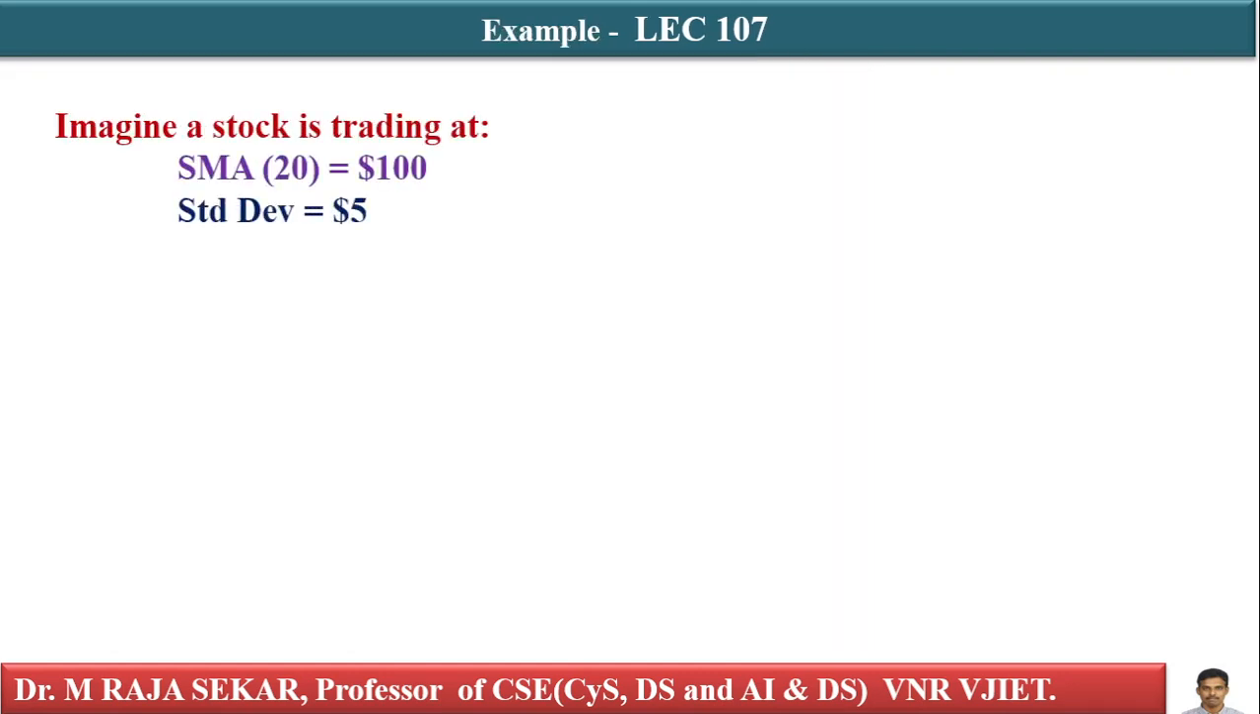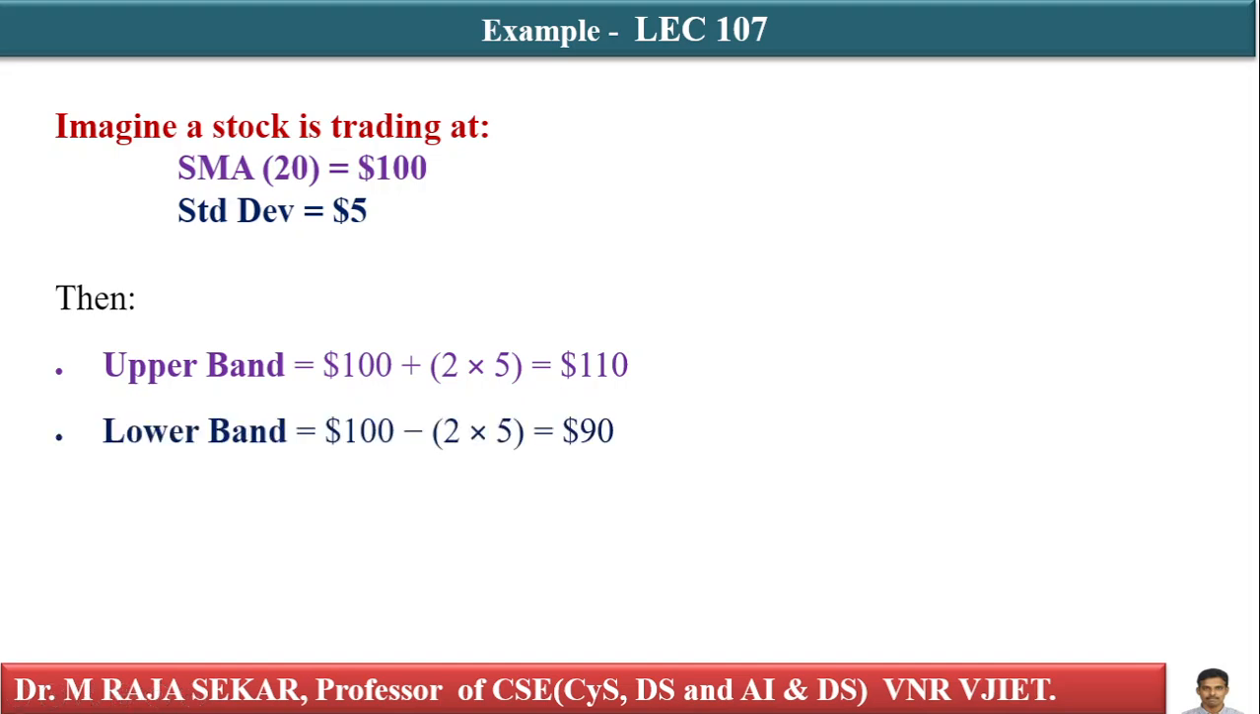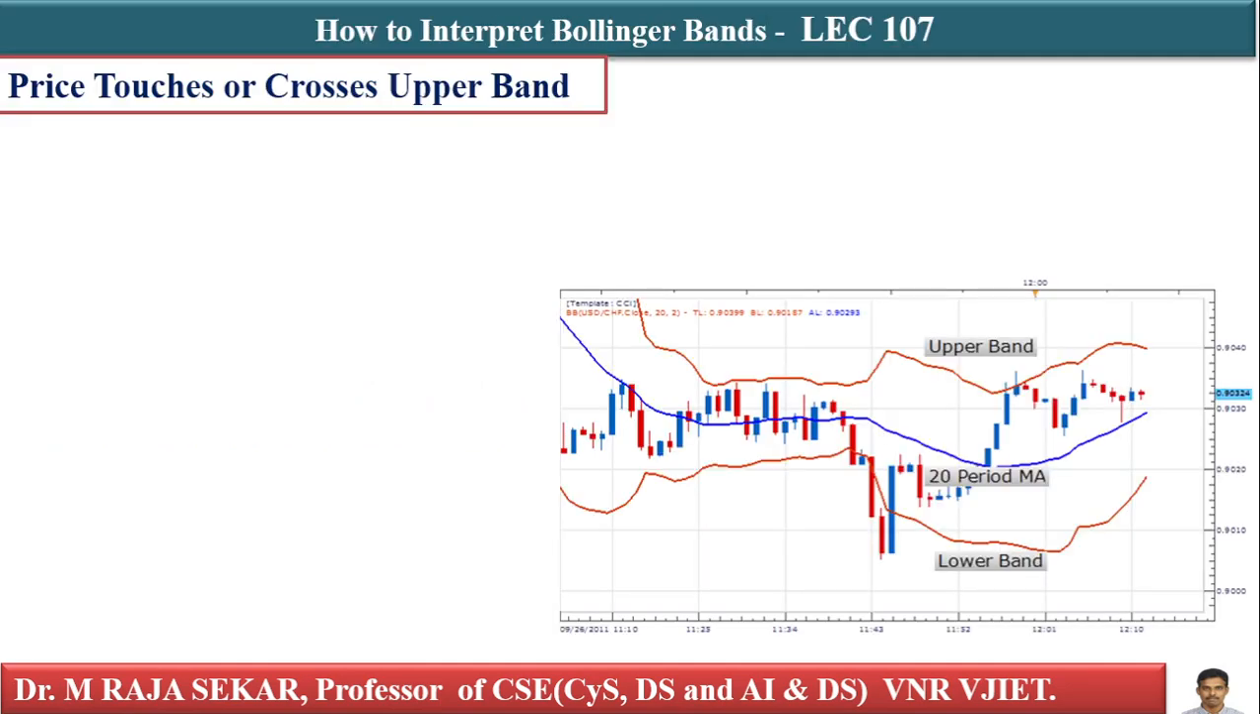Let me take one simple numerical example. Imagine a stock is trading with a simple moving average for 20 days, let me assume, of $100. Standard deviation, let me assume, $5. How can I calculate the upper band? The upper band is the 20 days simple moving average plus 2 into standard deviation. That is 100 plus 2 into 5, that is 110. Lower band, 100 minus 2 into 5, that is 100 minus 10, 90.